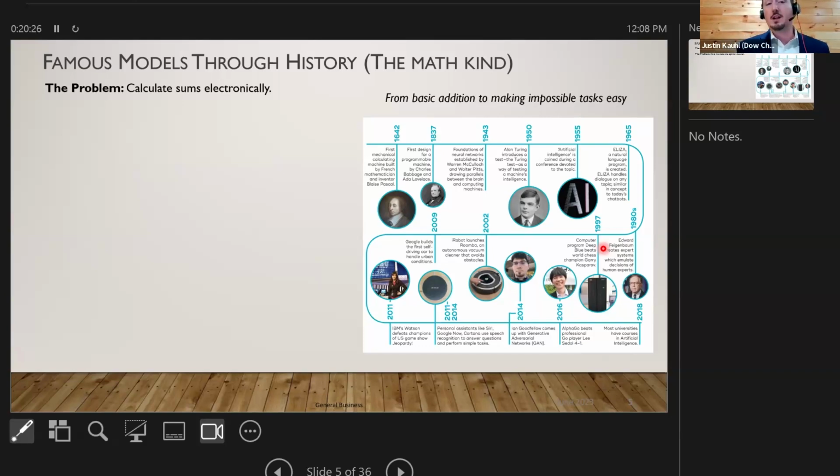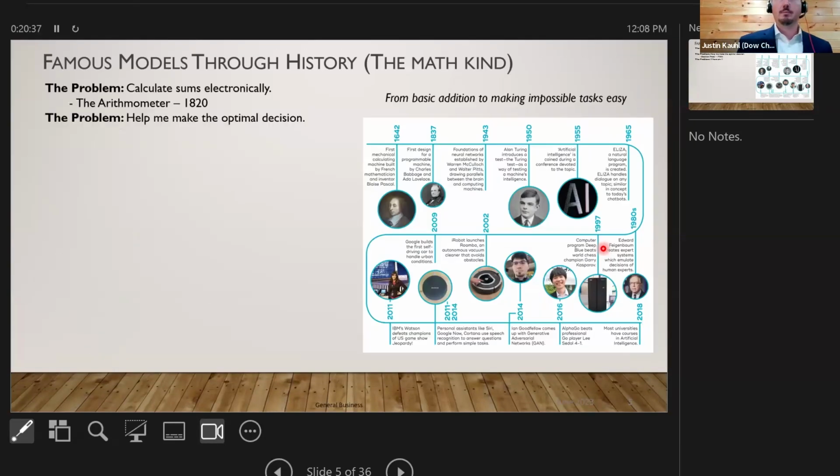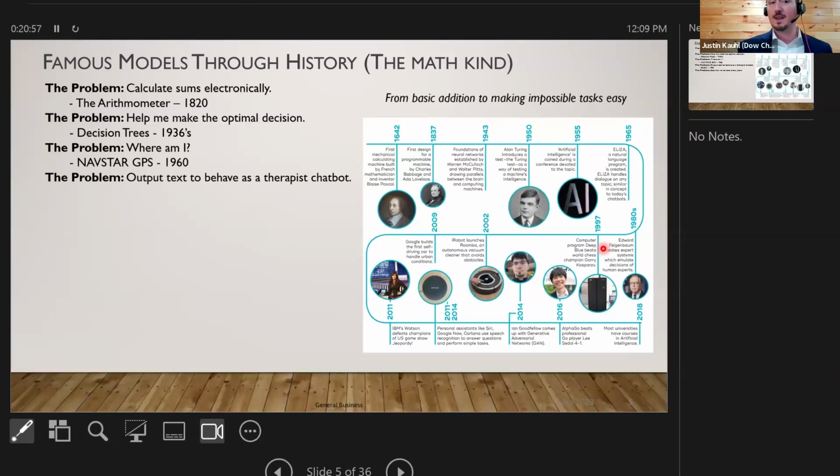So when I'm talking about models, I'm not talking about the sexy kind, although they can be sexy. I'm talking about the math kind. But let's see, there we go. So the first actual electronically calculated sums with the arithmometer back in 1820, we've been working to do that. The problem then was help me calculate sums electronically. Next problem that people wanted to come up with was help me make the optimal decision. So we had decision trees. Another problem is where am I? So we developed Navstar GPS.